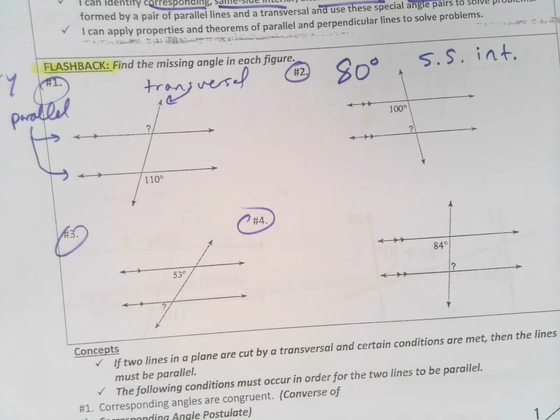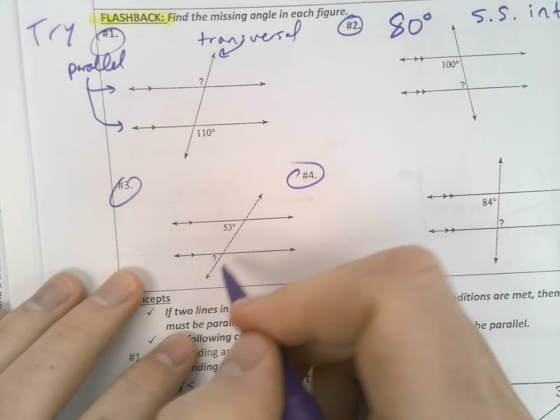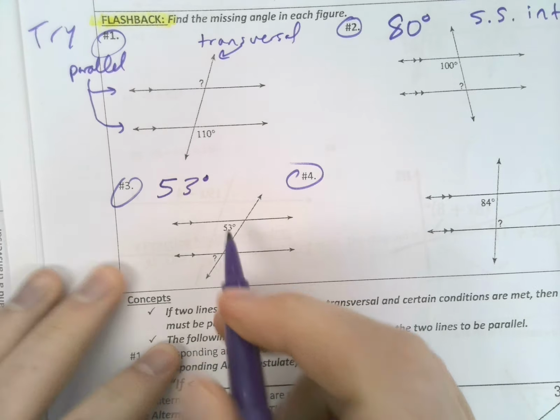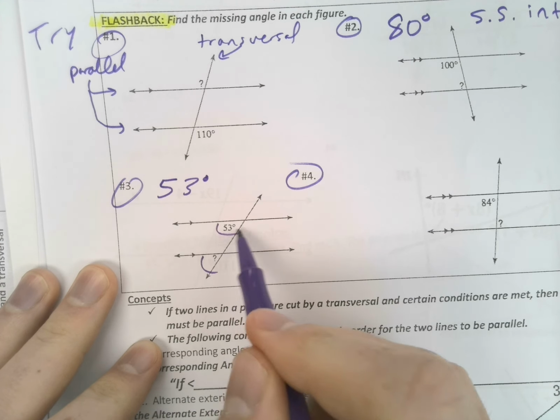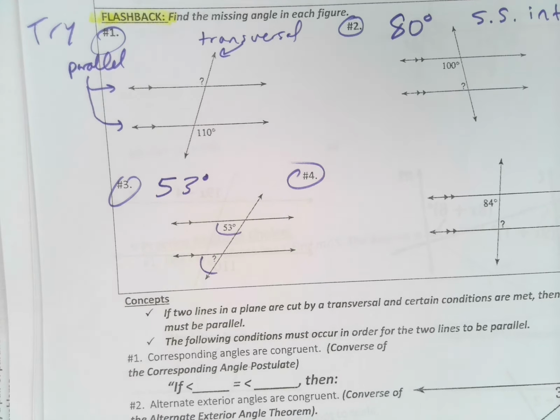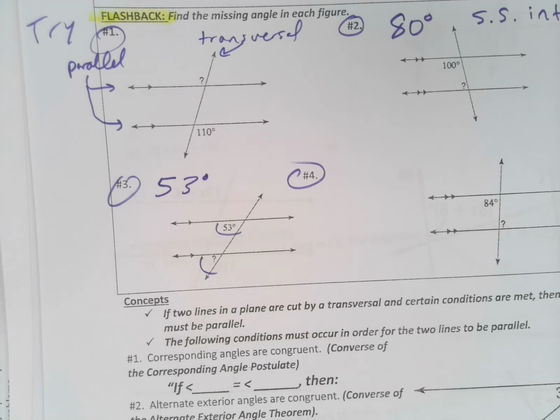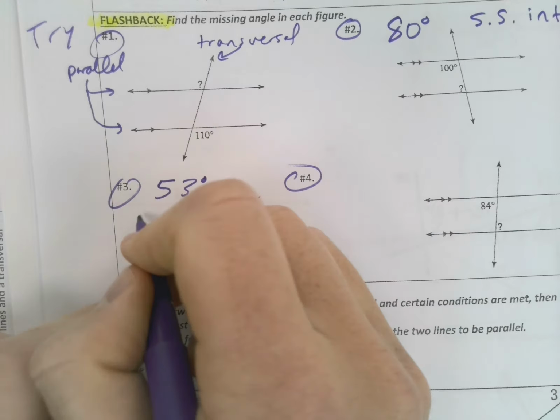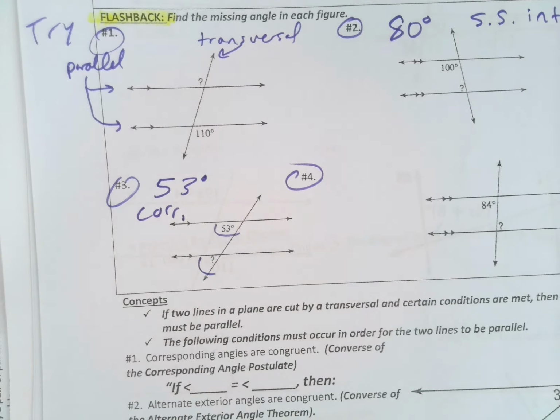Let's go, Lucas. What'd you get for number 3, man? Yeah, because what kind of angles do we have here? They're not alternate at all. They're not on opposite sides of the transversal. Corresponding, yes, sir. You got it.